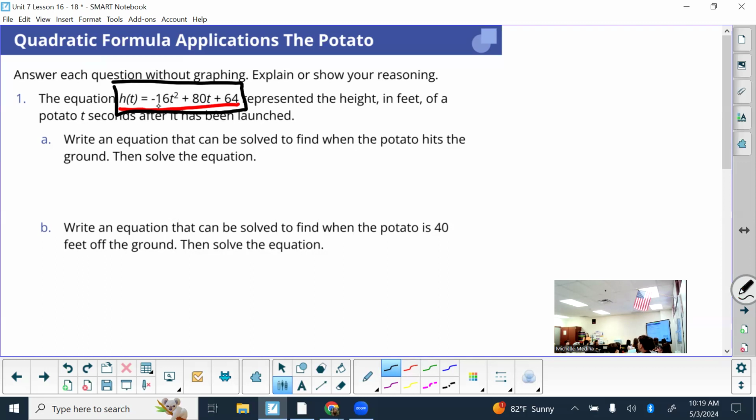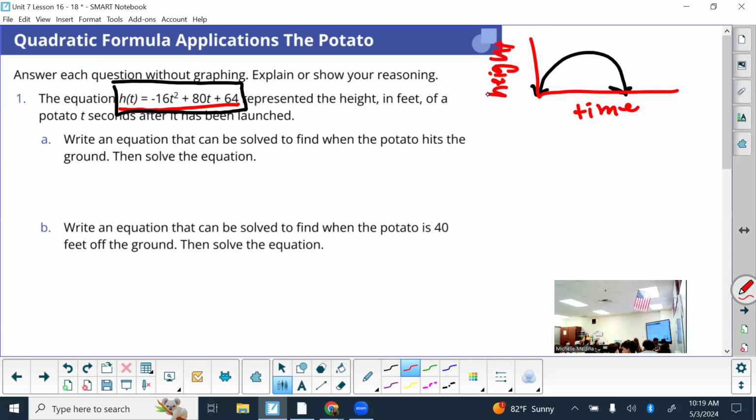It's a quadratic, so it's a U shape. The A is negative, so I know it opens downward. One of my projectile motion problems. We're comparing height and time. Time usually goes on what axis? So that means my y-axis is the height.